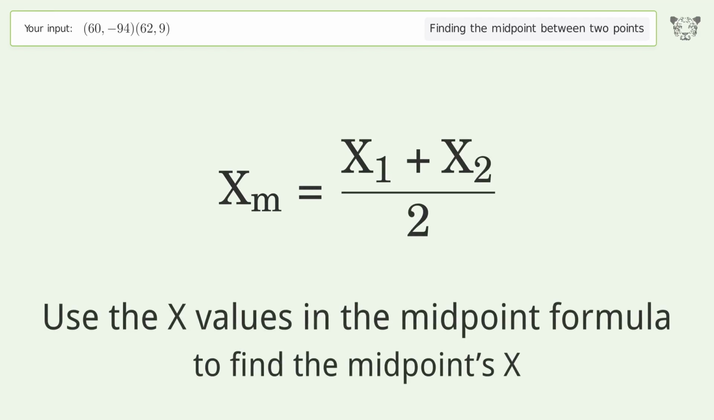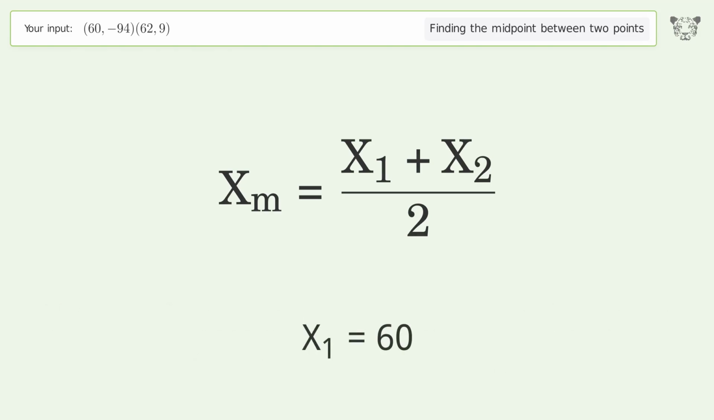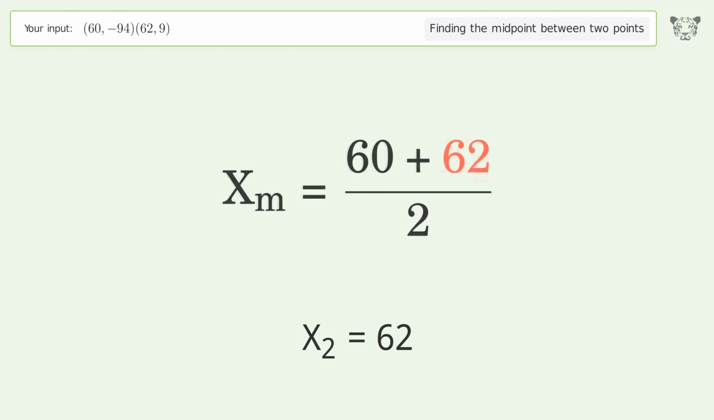Use the x values in the midpoint formula to find the midpoint's x. x1 equals 60. x2 equals 62. Simplify the arithmetic.